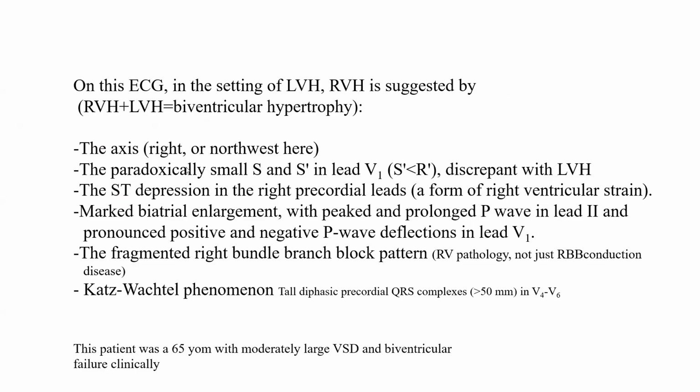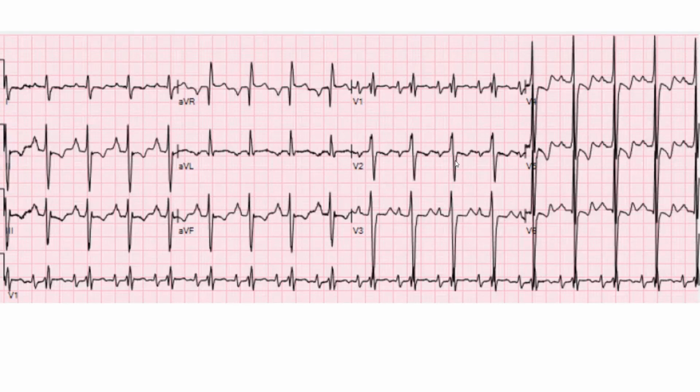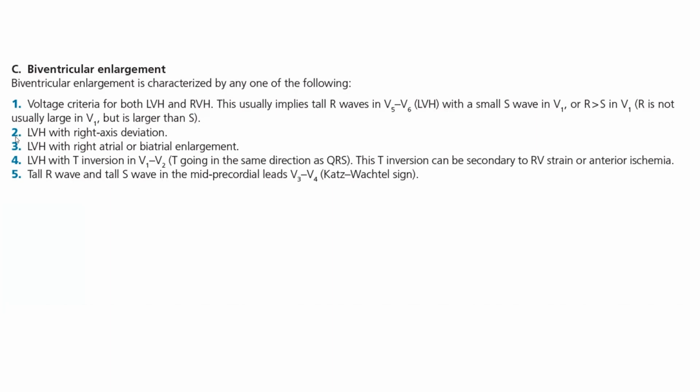R is not going to be large in V1 when you have biventricular hypertrophy because you have both ventricles pulling that R and S in different directions, but R is bigger than S, even though it's not that big, it's still bigger than S. A second feature is LVH with right axis deviation, and that to me is the most common one. You have LVH with right axis or northwest axis, that's biventricular enlargement. Third is LVH with right atrial or biatrial enlargement. Fourth is LVH with T inversion in V1, V2, meaning a right heart strain pattern, which suggests biventricular hypertrophy.